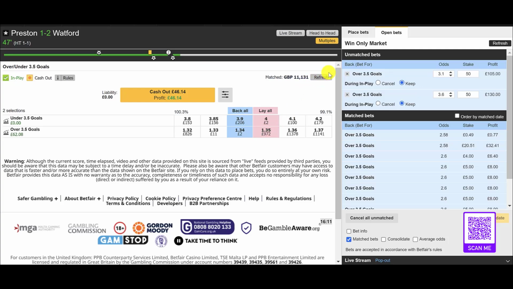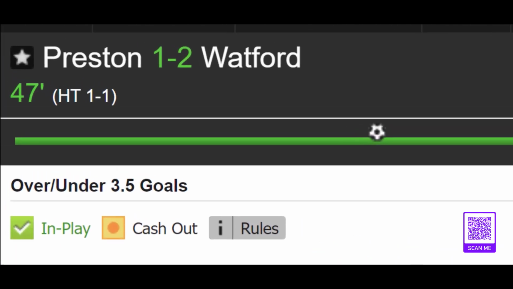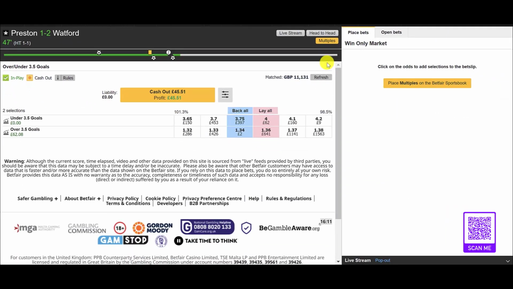So if you're someone who always gets a little bit caught out with the whole decision-making process when you're trading football, especially with loads of matches going on, it can get a little bit overwhelming. You can just stick to the numbers, okay? Cancel these unmatched bets here and just stick to the numbers, and we're just going to let it run. We're expecting another goal. Let's see if it happens.